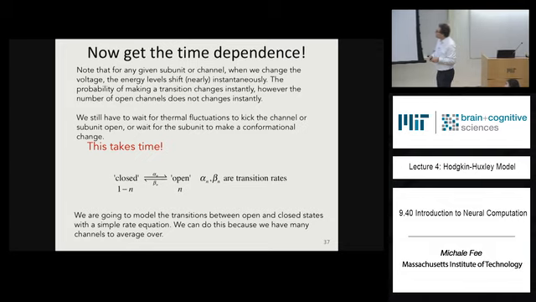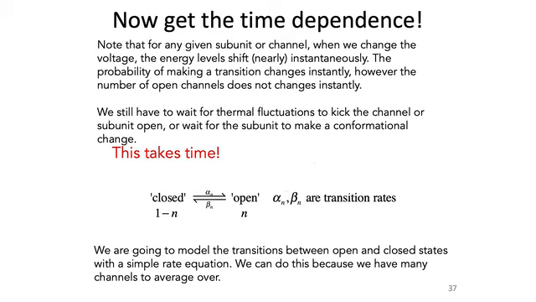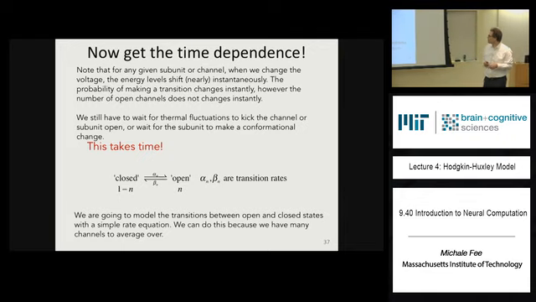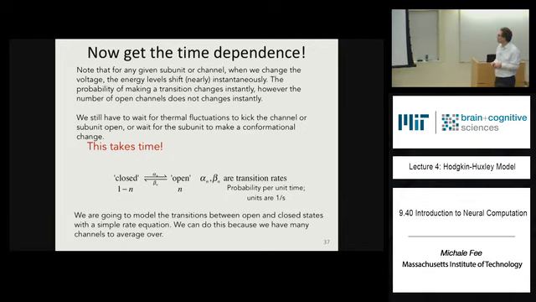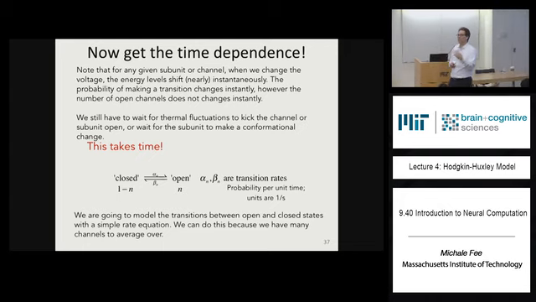If you're in the closed state, you have some transition rate, alpha, a probability per unit time of going from the closed state to the open state. And if you're in the open state, you have some probability per unit time, beta, of going into the closed state. Those have units of per second, probability per second.